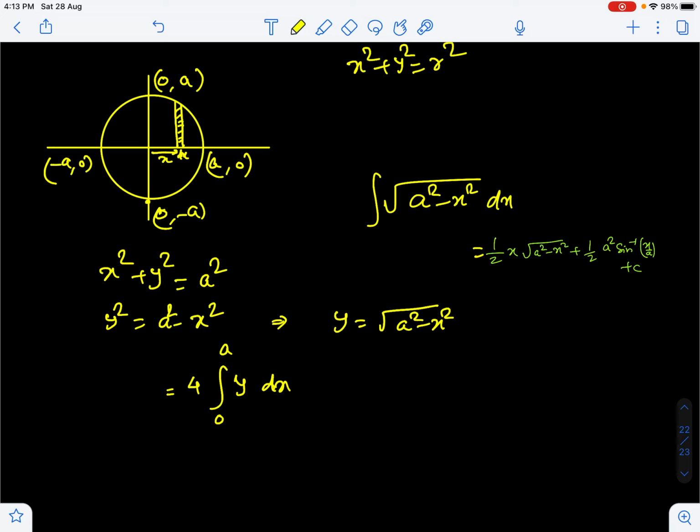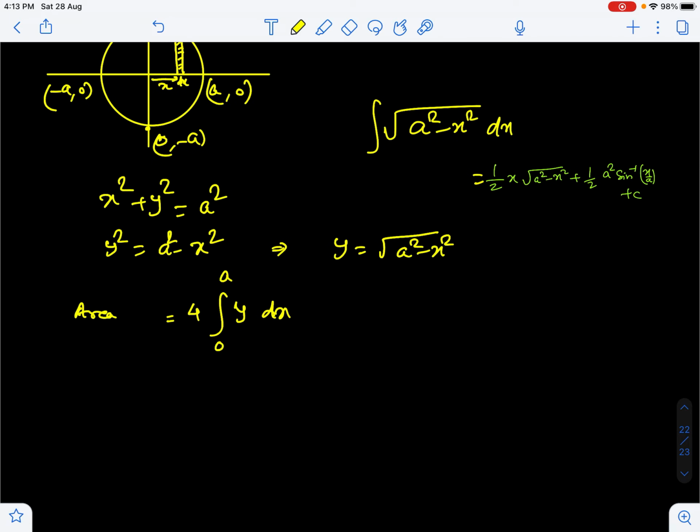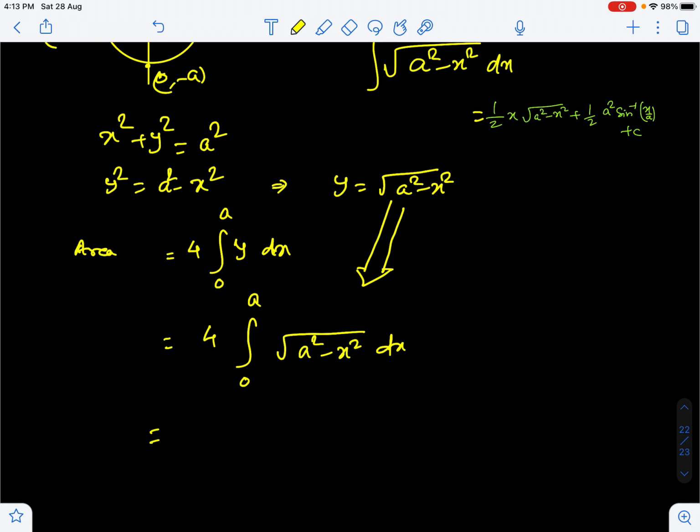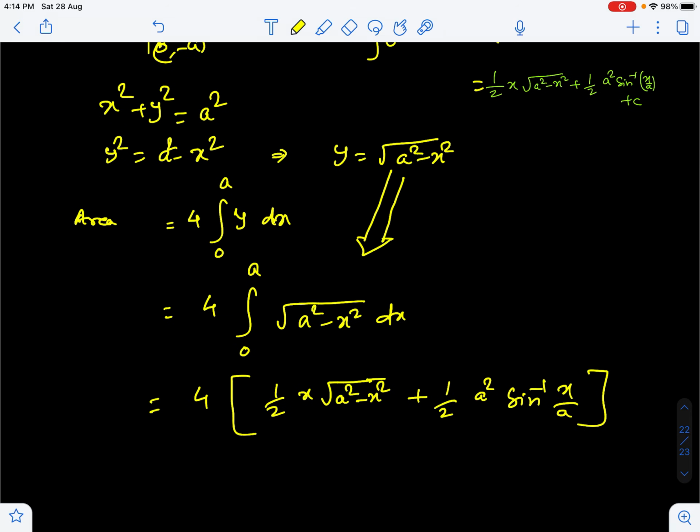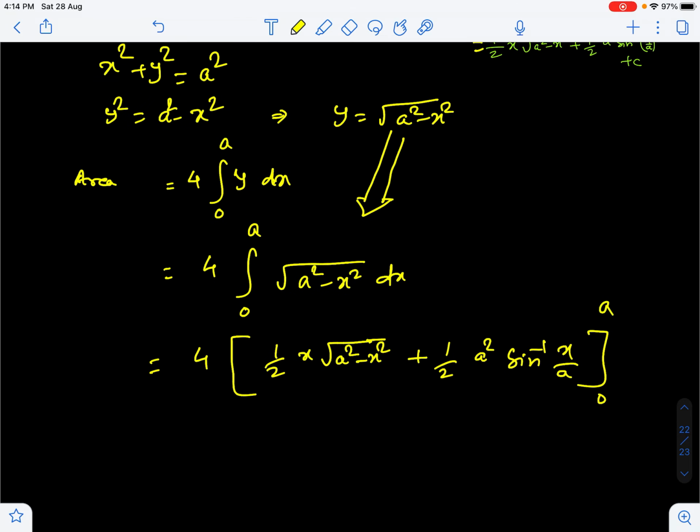Now guys, this is actually your required area of the circle. So this is 4 times the integration from 0 to a of under root a square minus x square dx. I am substituting the value of y. Now you require this formula. So 4 I am taking, and what is the integration of this term? You will say, sir, half x under root a square minus x square plus half a square sine inverse x by a. Okay guys, the limit is from 0 to a.